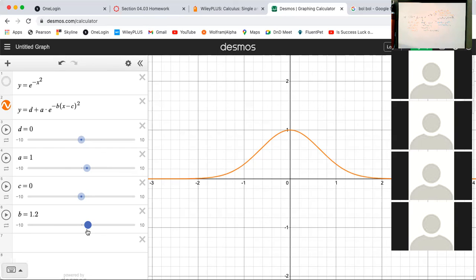There's not any vertical changes. The high point is still the high point. The asymptote is still the asymptote. But we're stretching the graph horizontally, with no vertical changes. So we're maintaining the horizontal asymptote.